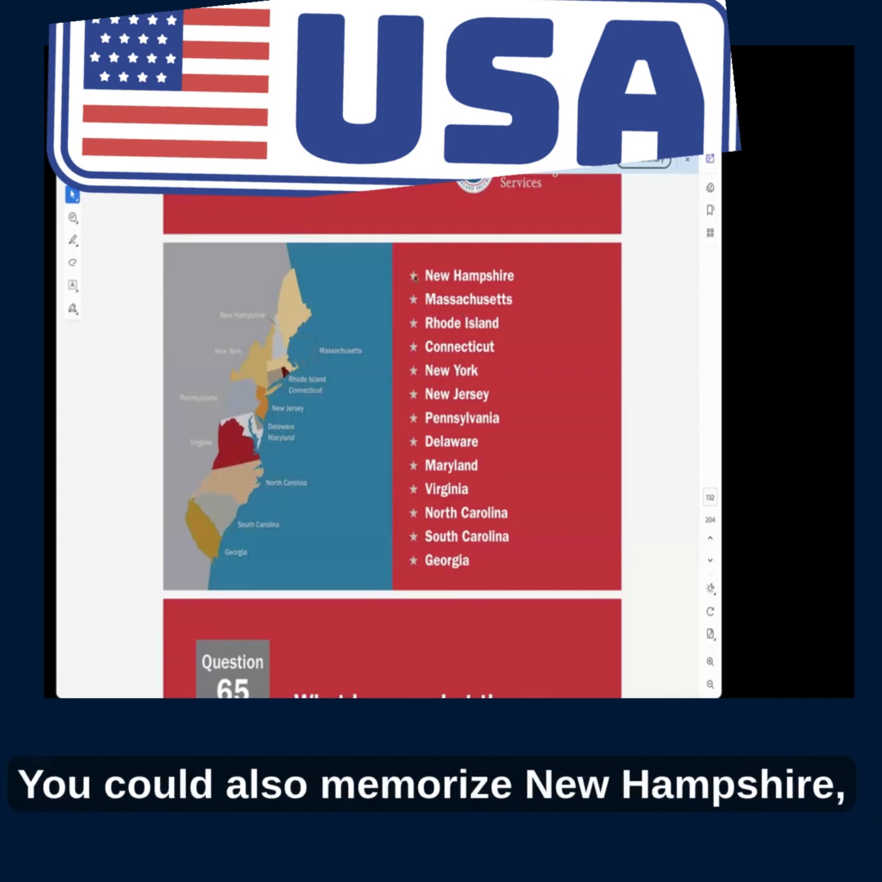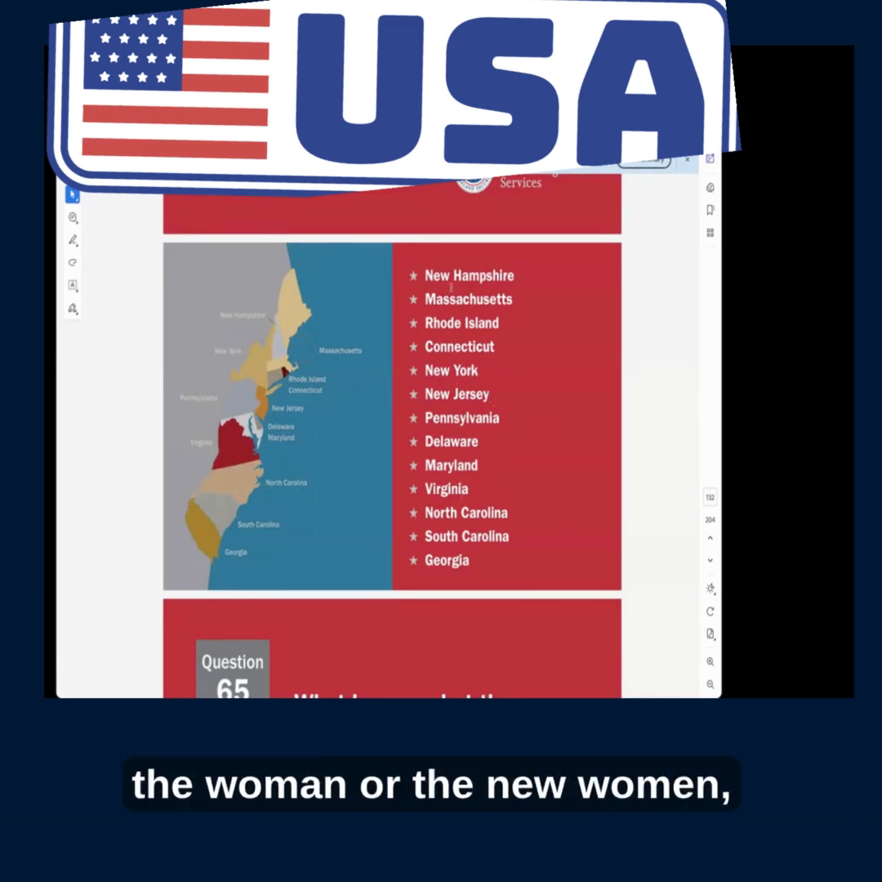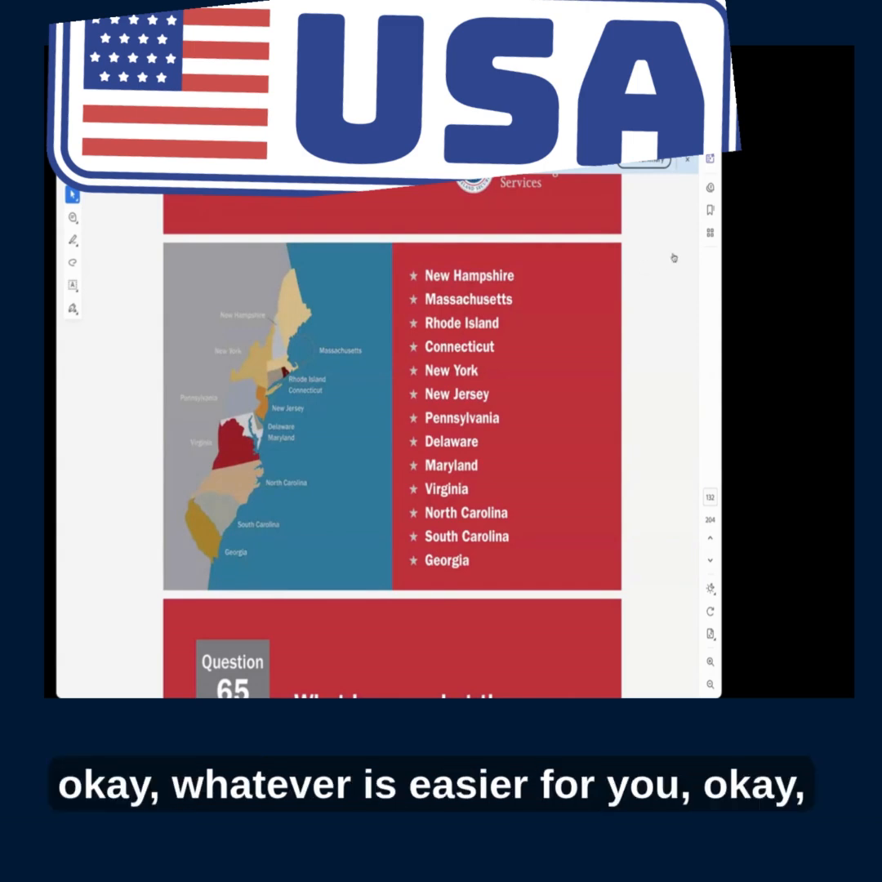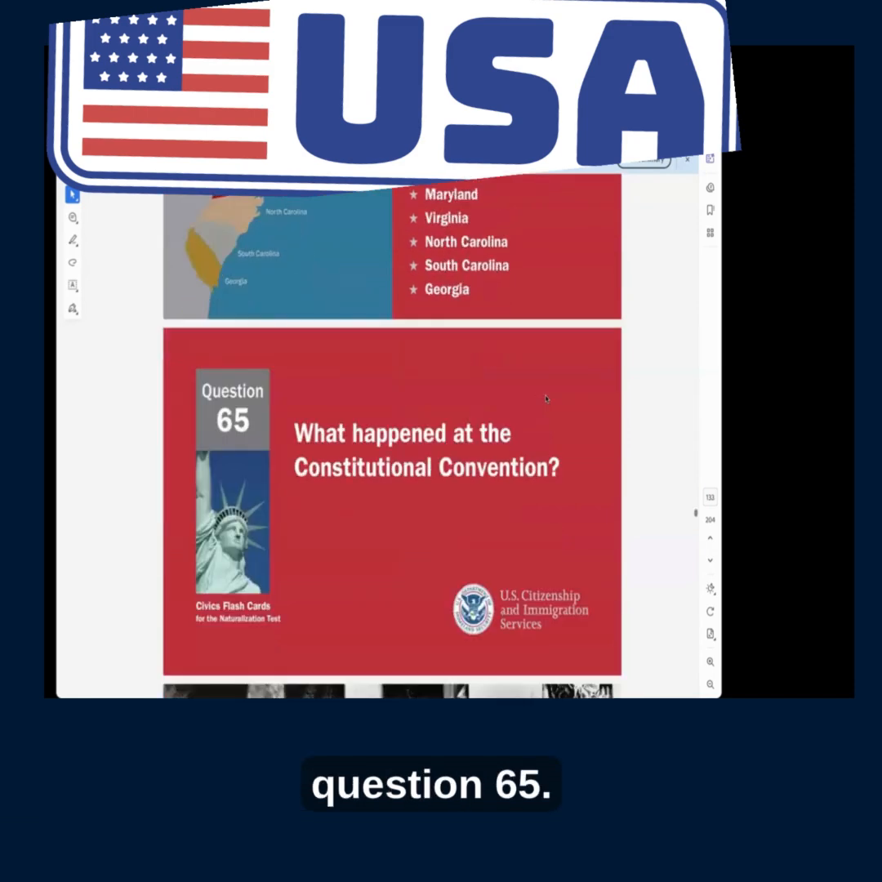You could also memorize New Hampshire, New York, and New Jersey. The woman or the new? Woman. The woman. The new. The new. Okay, whatever is easier for you, okay? But choose either or. Remember, we're doing this to help you memorize.